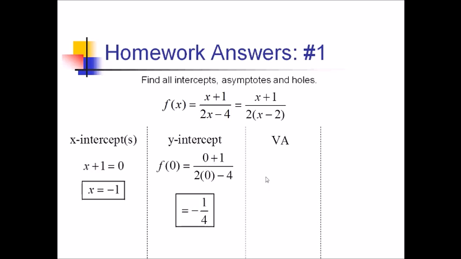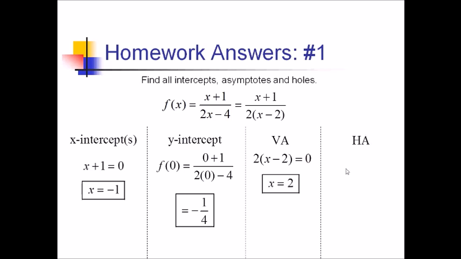Next, let's talk about vertical asymptotes and holes if there are any. Since we don't have any duplicate factors, there are no holes on this one, but we can set our simplified denominator equal to 0, and that'll tell us the vertical asymptotes. So we have a vertical asymptote then at x equals 2.